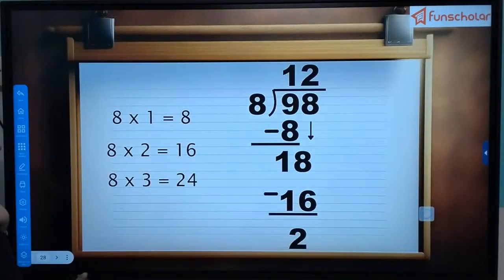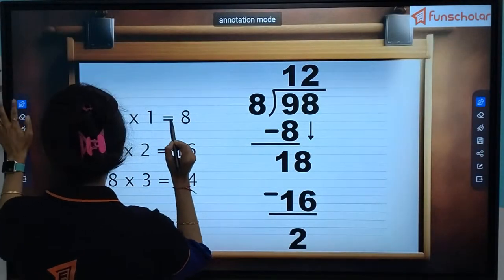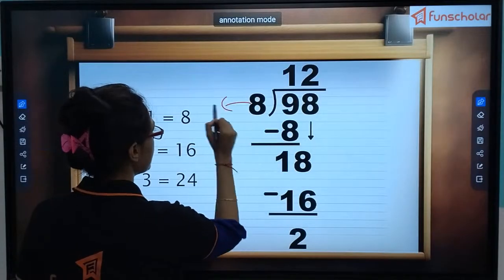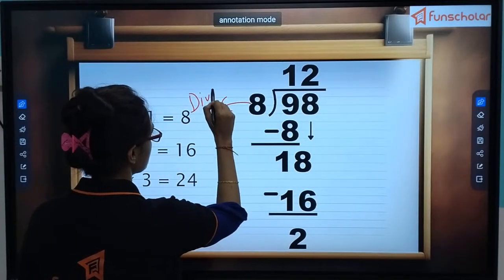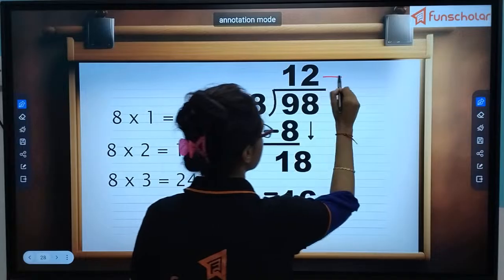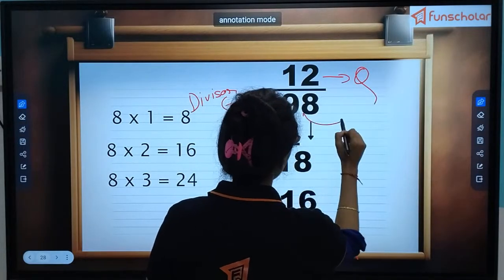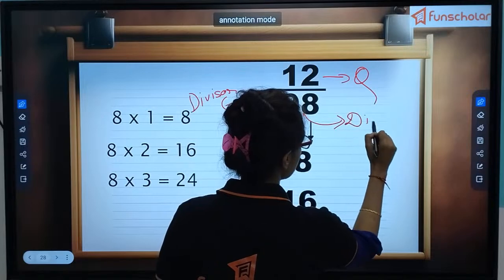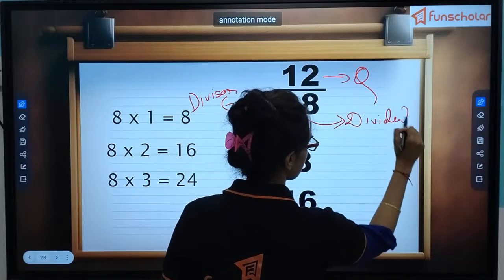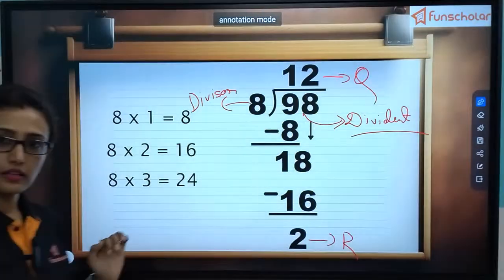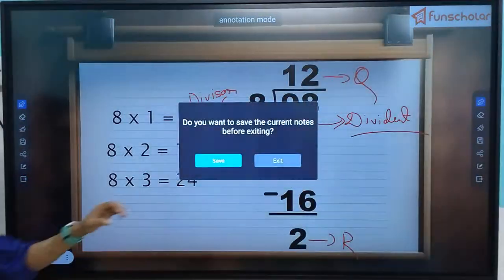So over here 8 is the divisor, 11 is the quotient, 1 is the remainder and 89 is the dividend. Clear? Easy? Okay.